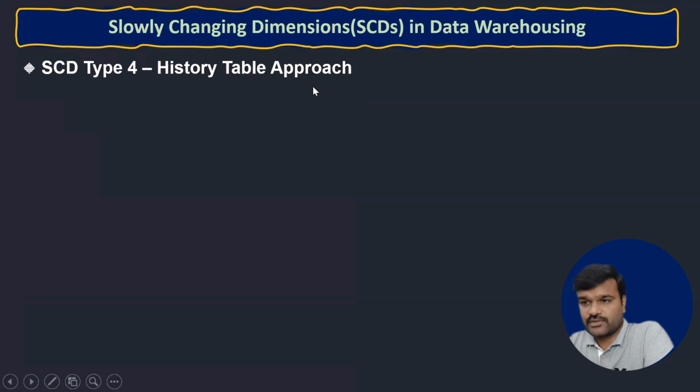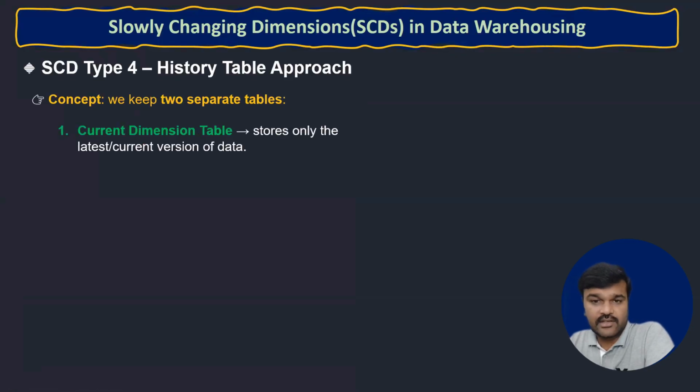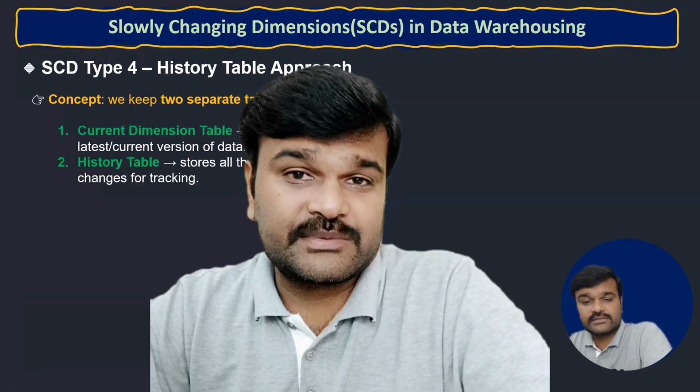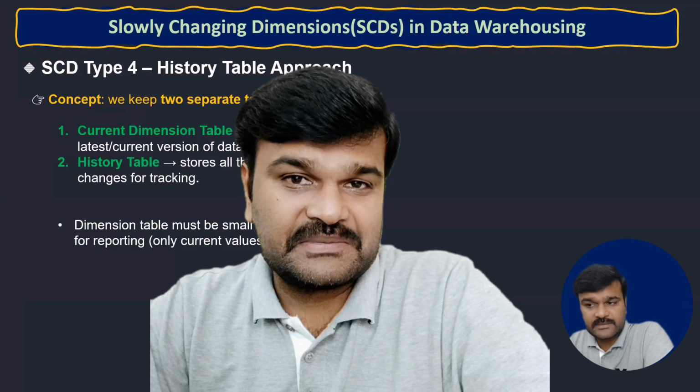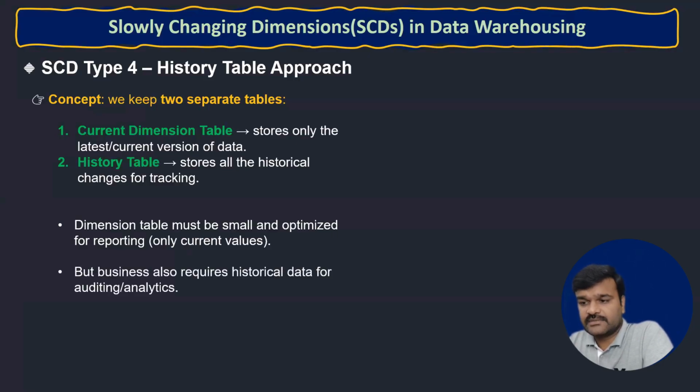History table approach. So what we are doing is simply keeping two separate tables. One is for current data, always for active records, and another one is for history. So the actual dimension table is small, and you can get results very quickly. And when you need history data, you will go for the history table. So for auditing and all. So mostly this kind of approach people also use. So whatever, it is simple.